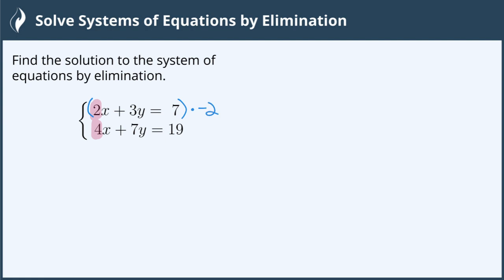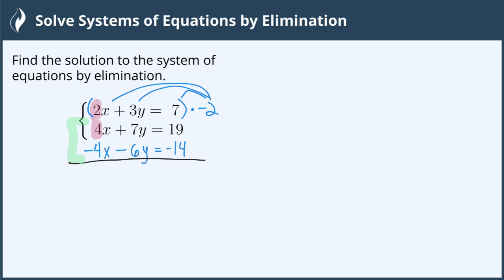Note that what we do to one part of the equation, we're going to do to all parts of the equation. So when we multiply by negative 2, we're really distributing negative 2 to all things. This gives us negative 4x minus 6y equals negative 14. Now that we've done that, we can actually add our two equations, our bottom equation and the new version of our top equation after we've distributed.